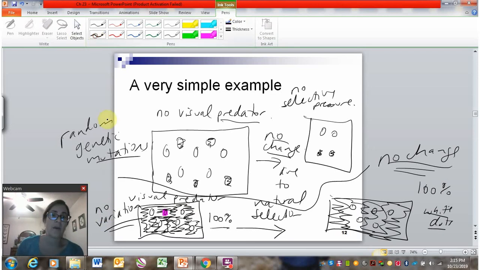Now, only by chance, by random chance, might some of them be a dark mutation, in which case then the dark colored mutation would potentially be beneficial in this environment and cause it to shift to a population with more black dots.